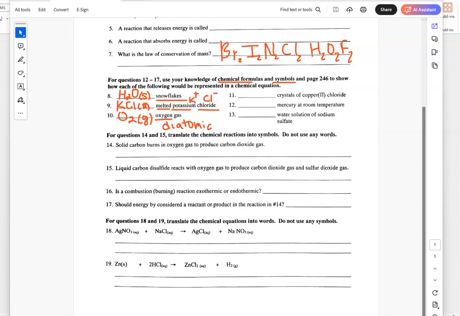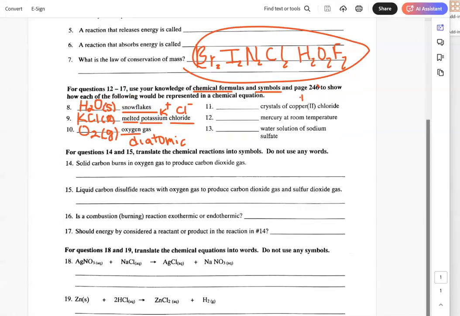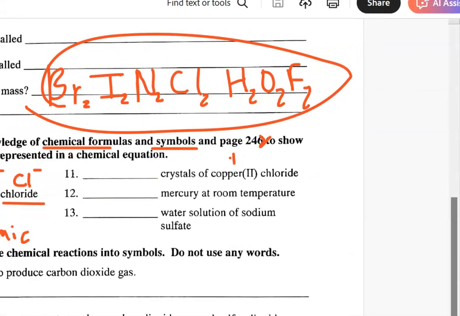Let me exit the drawing. I'll get back to this. Okay, so crystals of copper 2 chloride. So that's positive 2, and chlorine negative 1. So crystals, so it has to be solid. If you were to crisscross these, it'd be copper 2 chloride, like this, and solid.